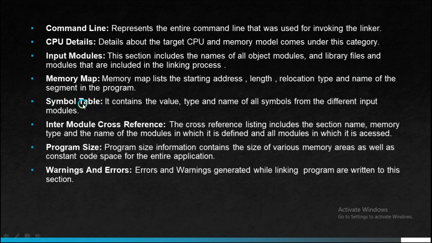Next is the symbol table. Symbol table means it contains the value, type and name of all symbols from different input modules. This was also mentioned in the list file. Next is the inter-module cross-reference. The cross-reference listing includes a section name, memory type and the name of the modules in which it is defined and all modules in which it is accessed. Next is the program size, that is the size of the program that is to be mapped. Next is warning and error. Warning and error, as I have said, are the errors and warnings that are generated by linking or locating.